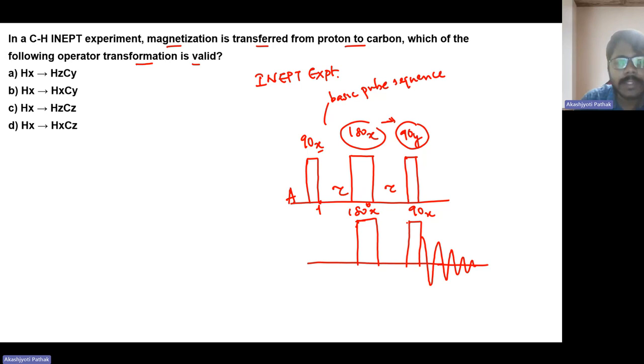This scenario is equivalent to a selective inversion of one of the A transitions. And that will contribute to an enhancement of the X transitions' intensity. Because of this, the X transitions' intensity will be enhanced by a ratio of tau A by tau X.